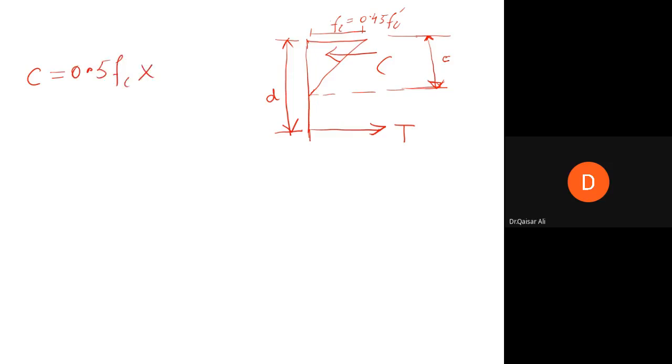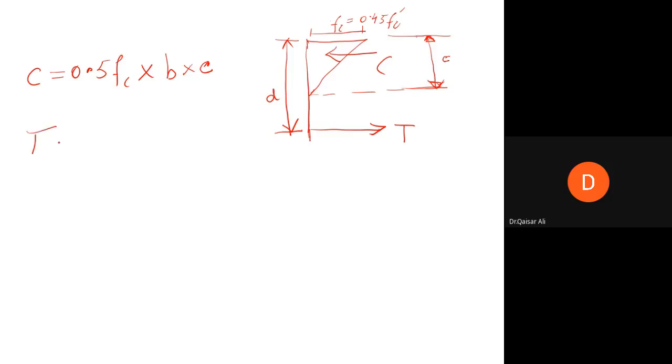But what will be the area at which this C is acting? The area in this case is not BH/2. The area in this case is B times this small c depth. This is not the h/2. This is small c, not the capital C. So this is the compressive force. C is equal to 0.5 Fc into Bc.